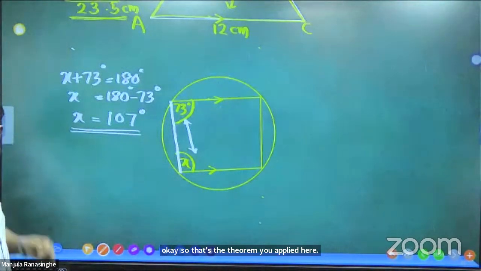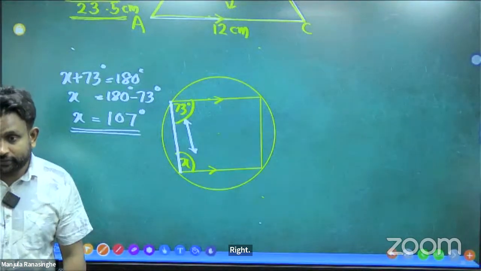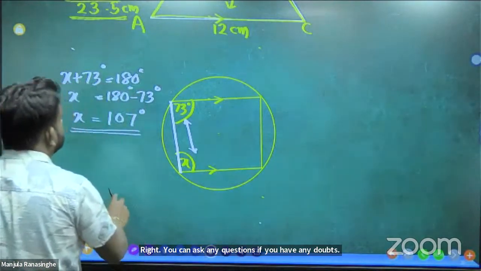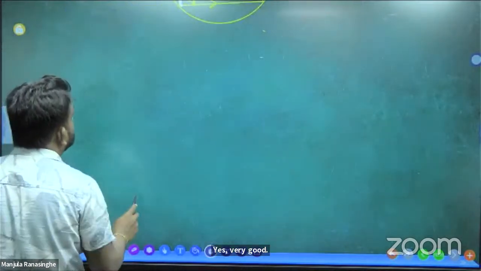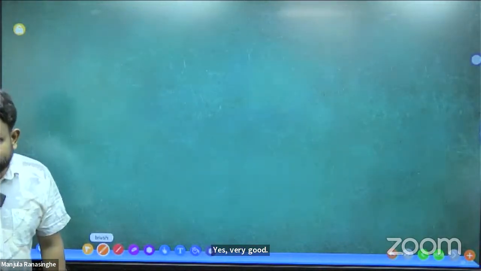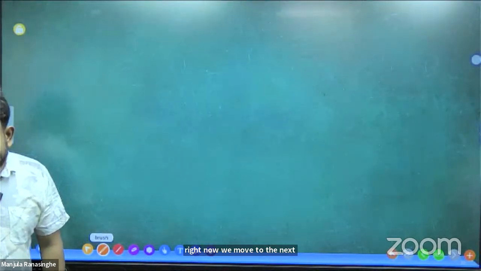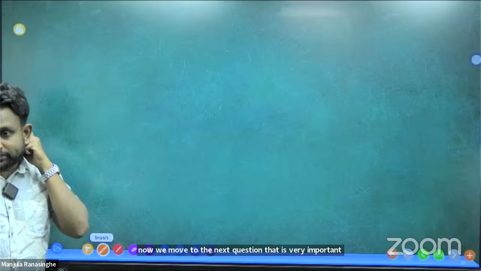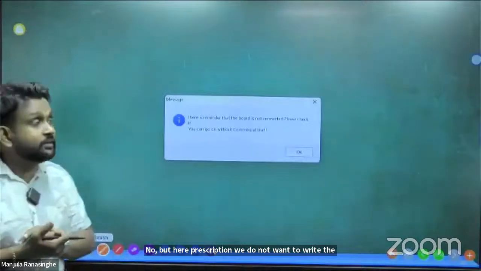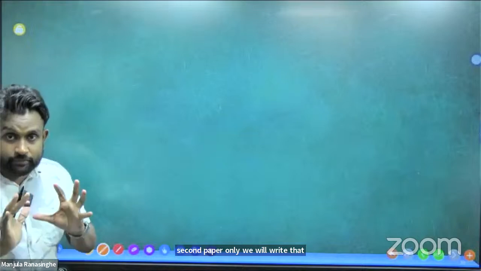Right. You can ask any questions if you have any doubts. Yes, very good. Right. Now we move to the next question that is very important. Here, in the first paper revision question, we do not need to write the theorem names. In the second paper only, we will write the reasoning. Right. So, question number 19 there.